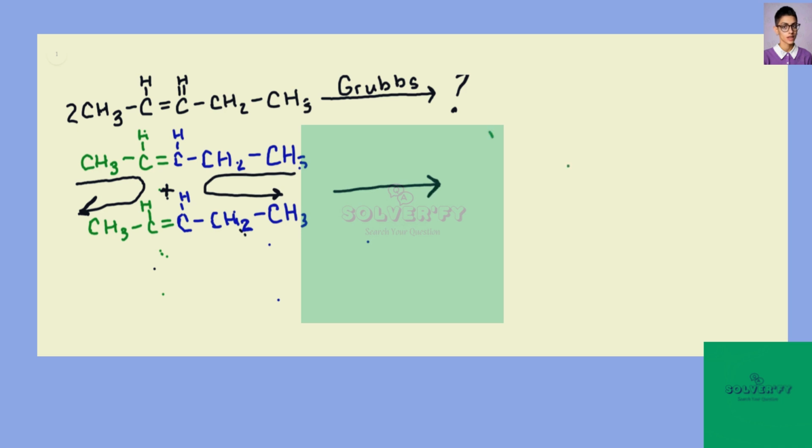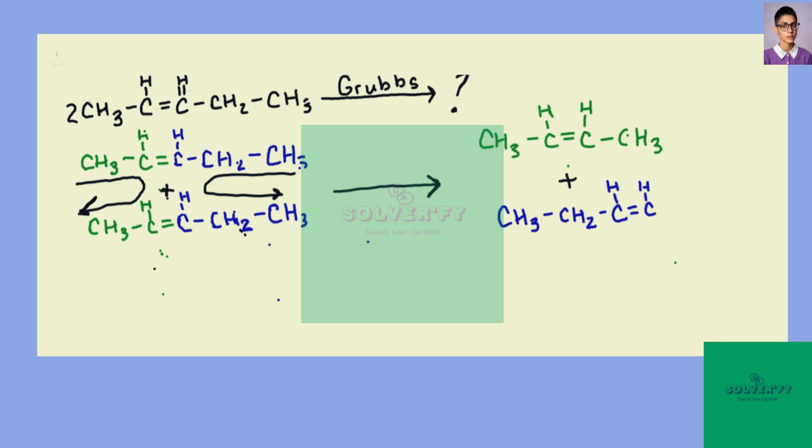Then I get my first product as this one. Remember to keep the double bond in place. And then for my second product, I'll just do the same thing on the other side. Okay, and so that's my first set of products.